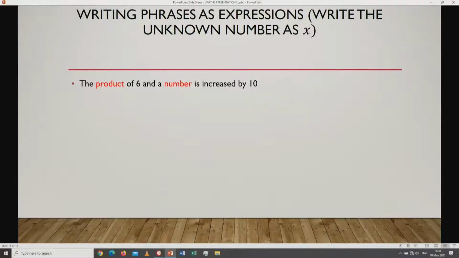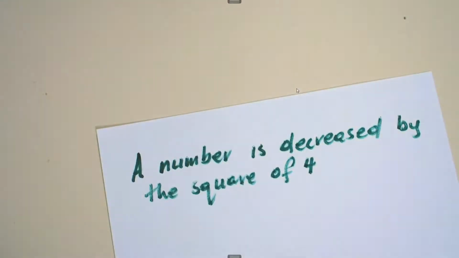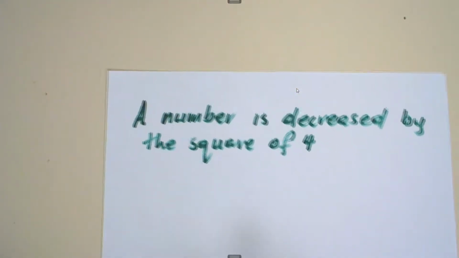Right, let us check the next one. The next one says a number is decreased by the square of 4. A number is decreased by a square of 4.